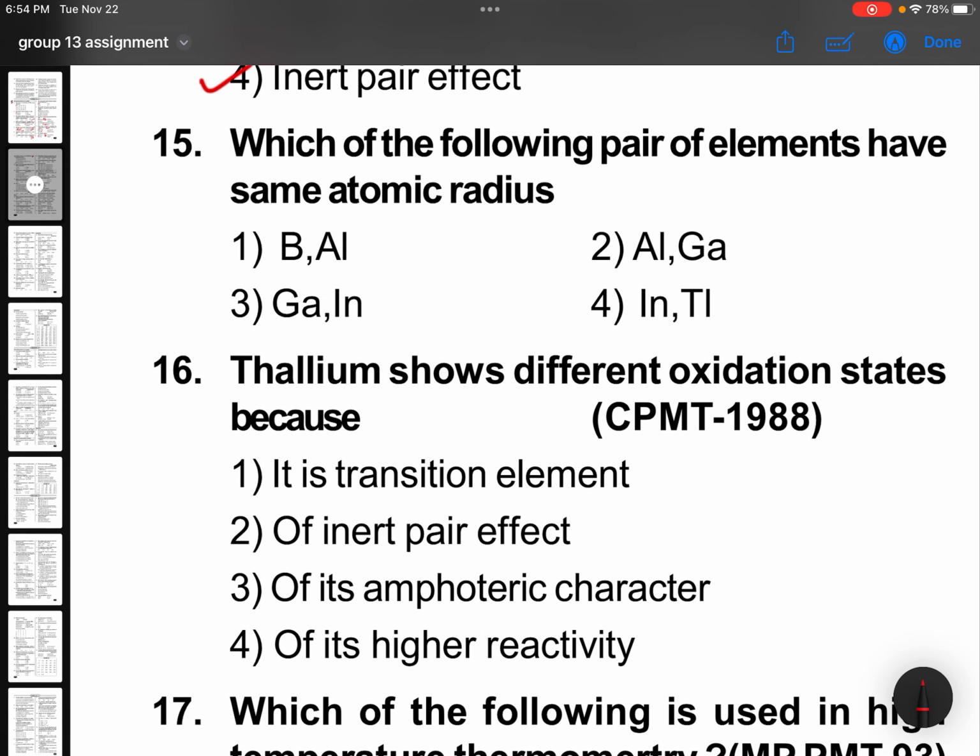Which of the following pair of elements have the same atomic radius? Down the group generally atomic radius increases, but because of the sudden entry of the d block elements, when d electrons are present in the d orbital, the shielding effect is very low. Because of that, there is not much difference between aluminium and gallium.